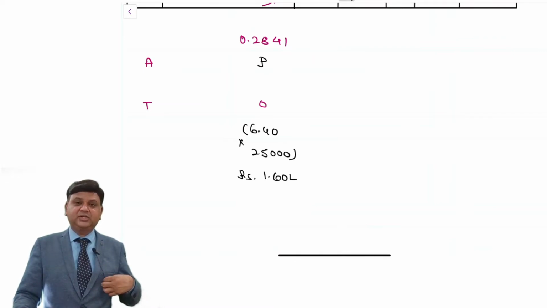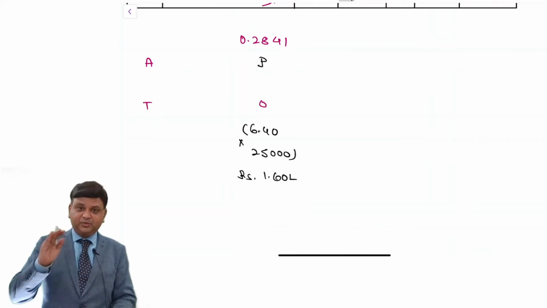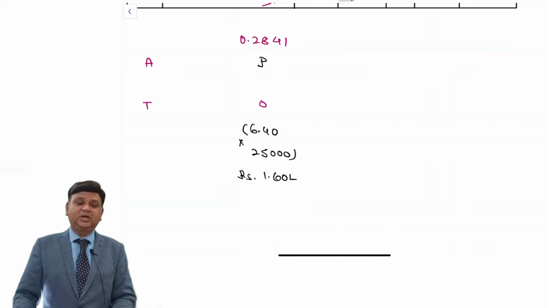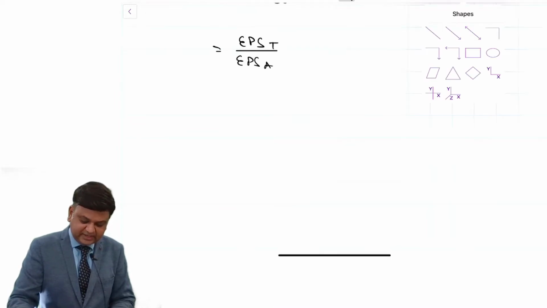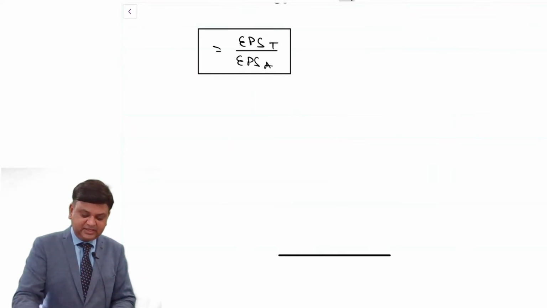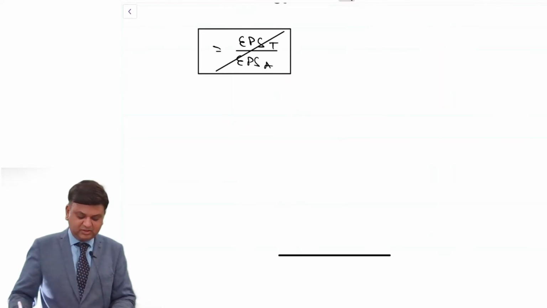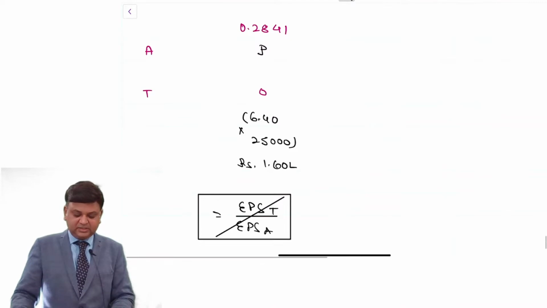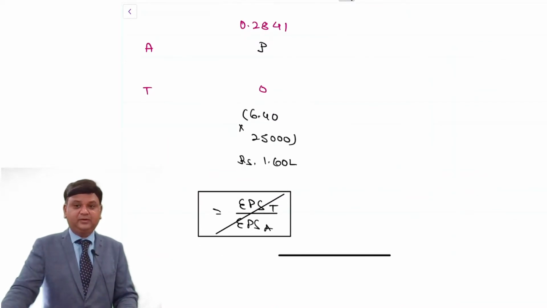Further, we can understand logically that suppose in this question we are required to compute the minimum required exchange ratio by the target company so that its EPS is not diluted post-merger. In that case, application of the formula EPS of T upon EPS of A is not acceptable. Why is this not acceptable? Because there is an increase in the earning due to merger. That is the reason we have the 0.2841.